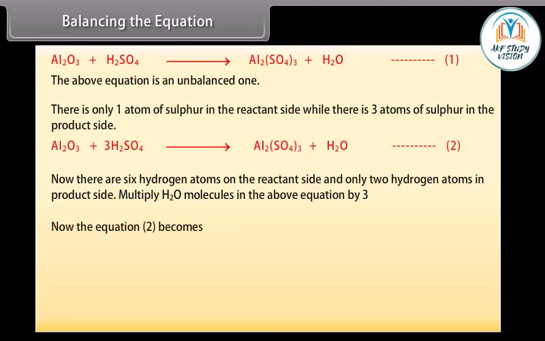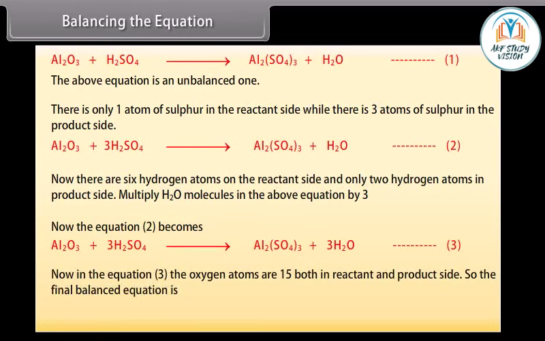Now the equation 2 becomes Al2O3 plus 3H2SO4 gives Al2(SO4)3 plus 3H2O, which is equation 3. Now in equation 3, the oxygen atoms are 15 both on the reactant and product side. So the final balanced equation is Al2O3 plus 3H2SO4 gives Al2(SO4)3 plus 3H2O.